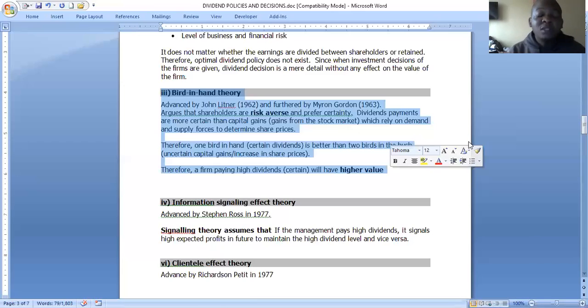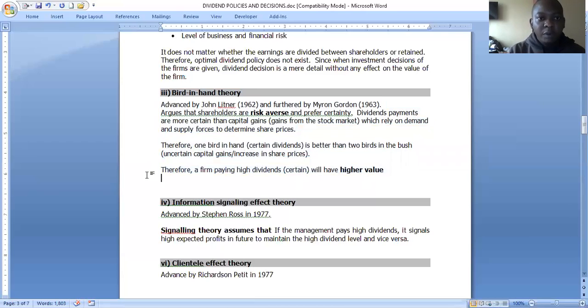So the shareholder is not certain about the returns from the stock market. But in the form of dividends, the shareholders will be sure. So the bird in hand theory argues that for firms to maximize their value, they need to pay high dividends, because those firms that pay high dividends will attract shareholders.